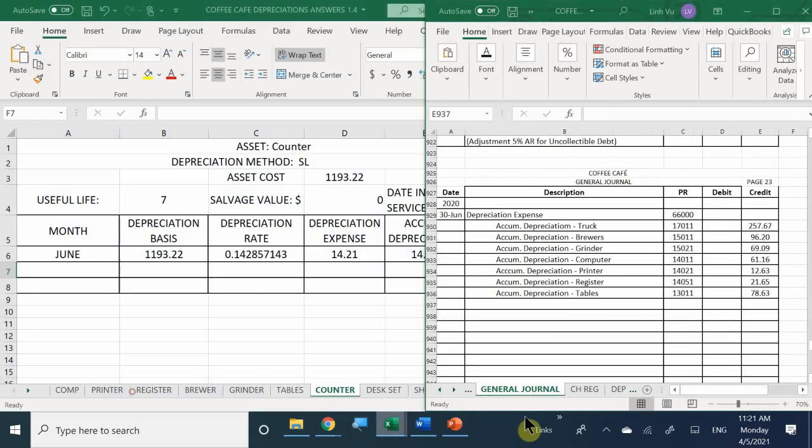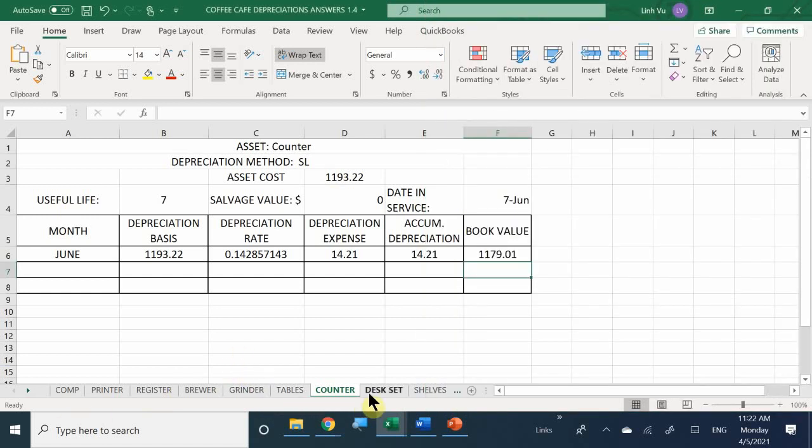$14.21. So once again, I'm going to journalize that real quick. Accumulated depreciation for the counter. All right, that should be 13,021 for the amount of $14.21.